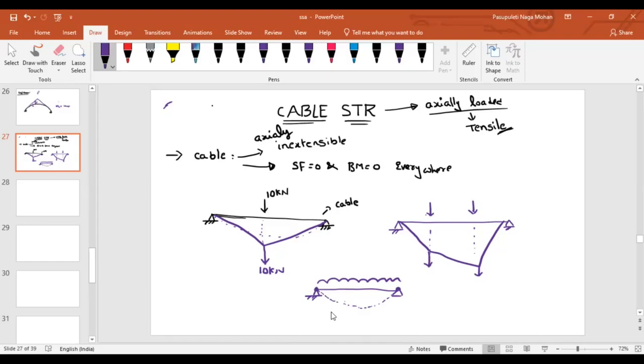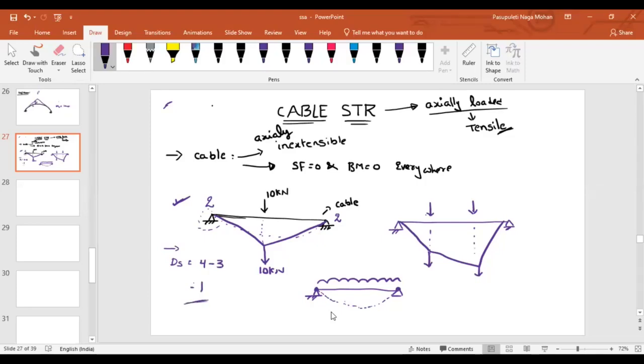Now look at this, and can you tell me what is the degree of freedom here? 2, sir. Yes, 2 degrees of freedom. How many reactions will develop here? 2 and 2, so total 4. How many equilibrium equations do we have? Equilibrium equations will be the same, whatever the structure may be. 4 minus 3, 1.